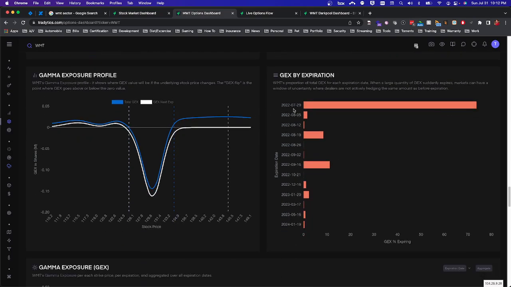Same goes for gamma. We have a ton of gamma expiring off on July 29th, so that is essentially this past Friday. A ton of gamma expired off, and there's not as much gamma exposure until we get to the monthly expirations on 8/19. So that's something we might want to look at here.